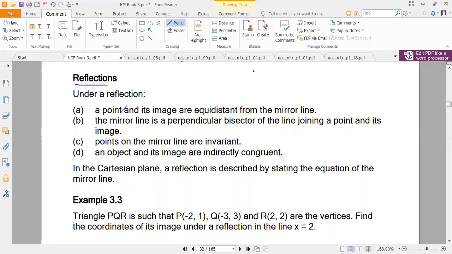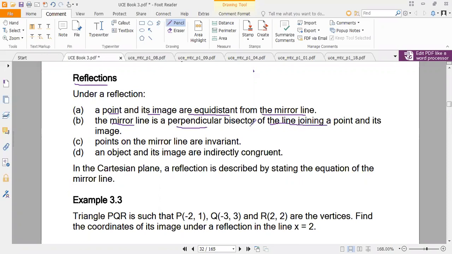Under a reflection, a point and its image are equidistant from the mirror line, or what we call the line of reflection. That is, the object distance from the line of reflection, or the mirror line, should be the same as the image distance from the mirror line. Then the mirror line also is a perpendicular bisector to the line joining the point and its image.